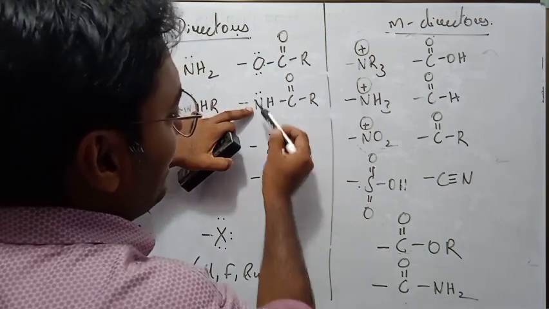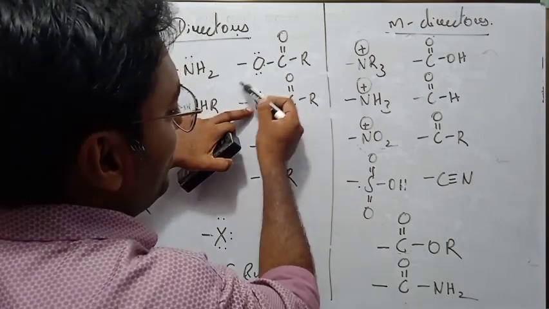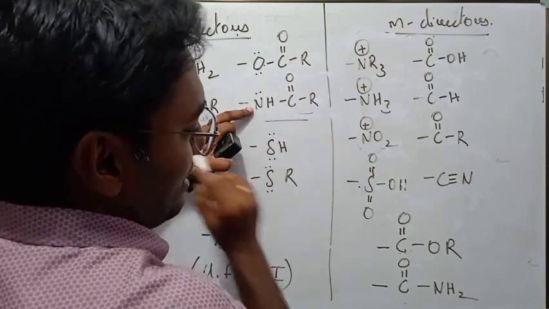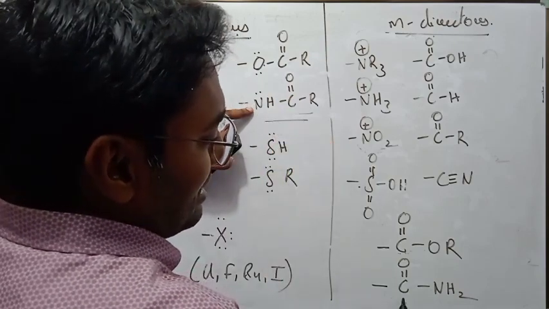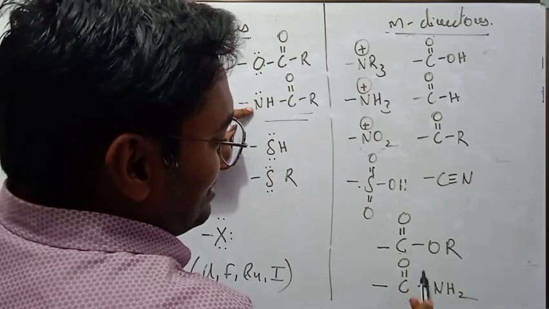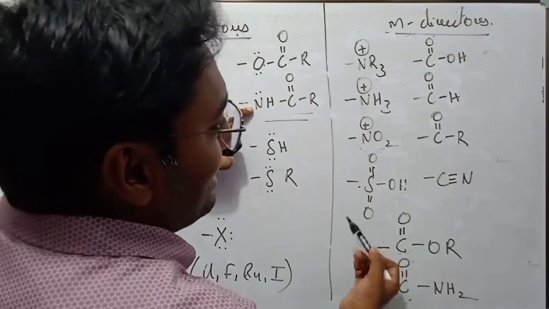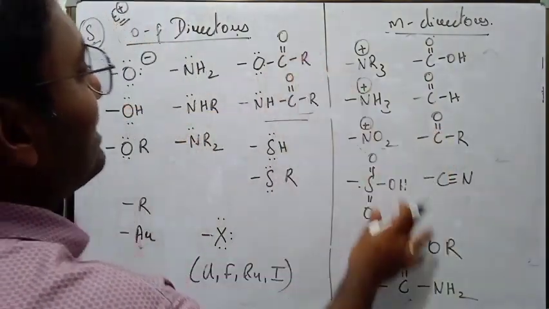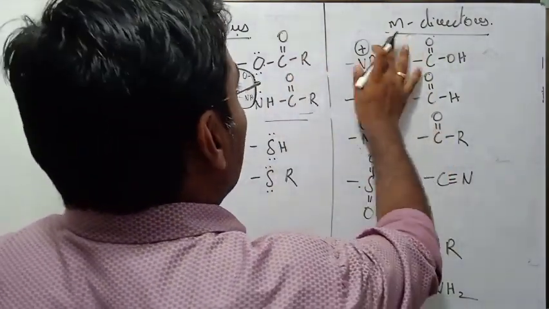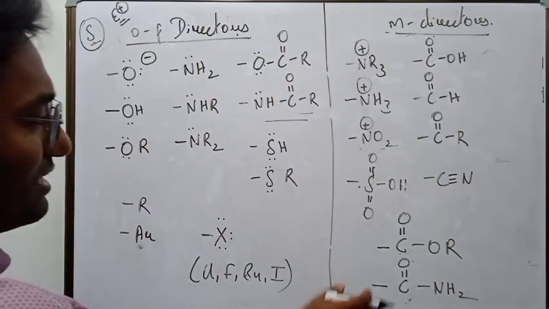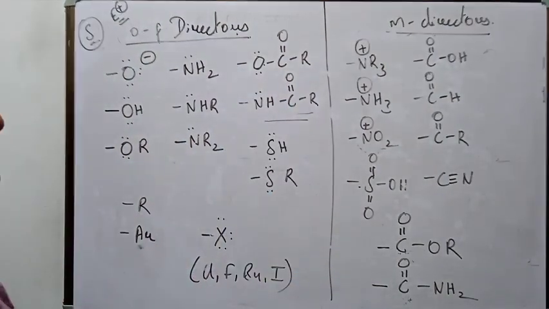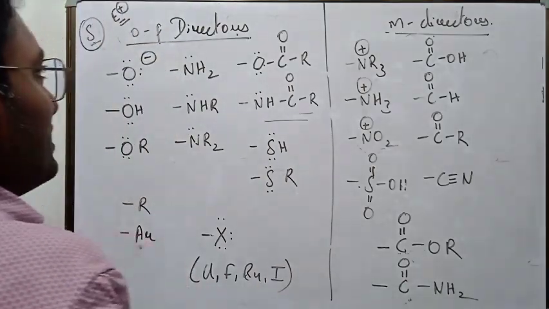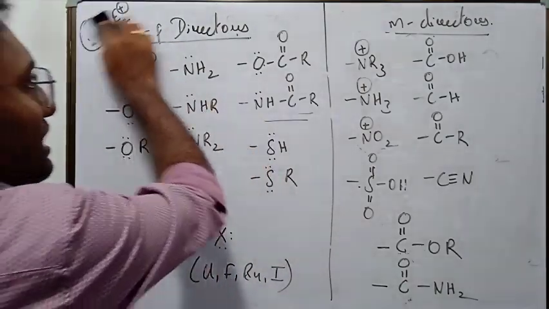Here nitrogen atom is attached, so it can donate a pair of electrons, therefore here it can act as ortho para director. Here carbon atom is attached, so it can become positive when oxygen takes electron. Here it would act as a meta director. So it only depends upon what kind of key atoms are attached to the benzene ring. In ester and acid amide case, it would depend solely on that. That's all about ortho para director and meta director.